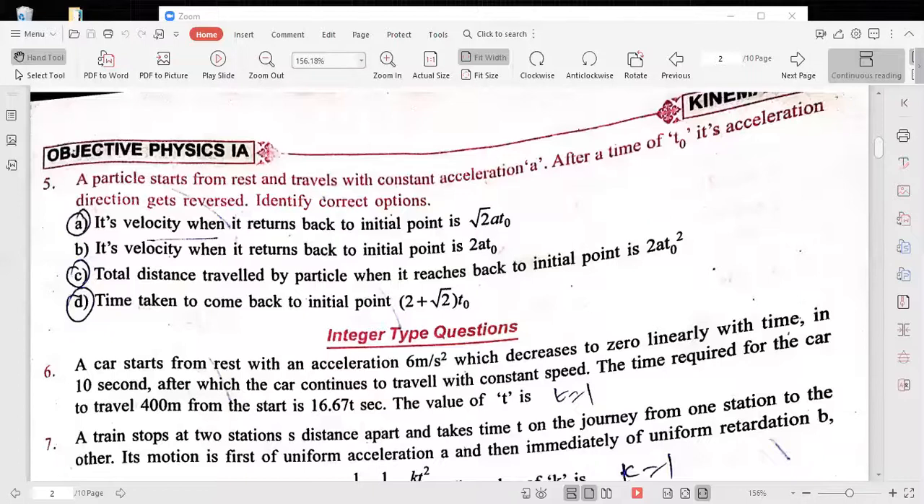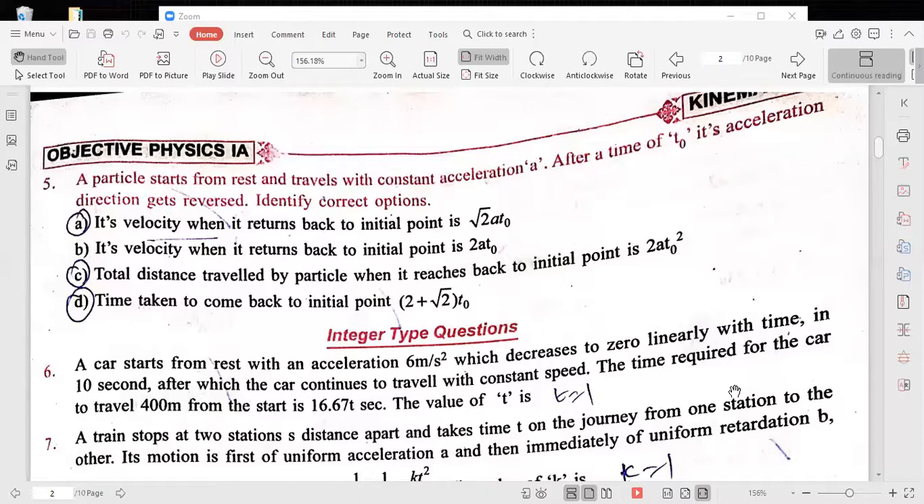You see the sixth problem. A car starts from rest with an acceleration 6 meter per second square, which decreases to zero linearly with the time in 10 seconds, after which the car continues to travel with the constant speed. Then the time required for the car to travel 400 meters from the start is 16.67 into t seconds. Then what is the value of t?